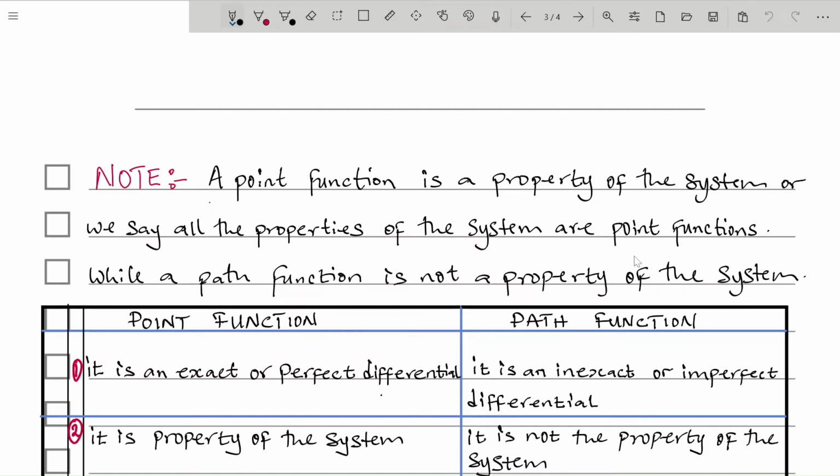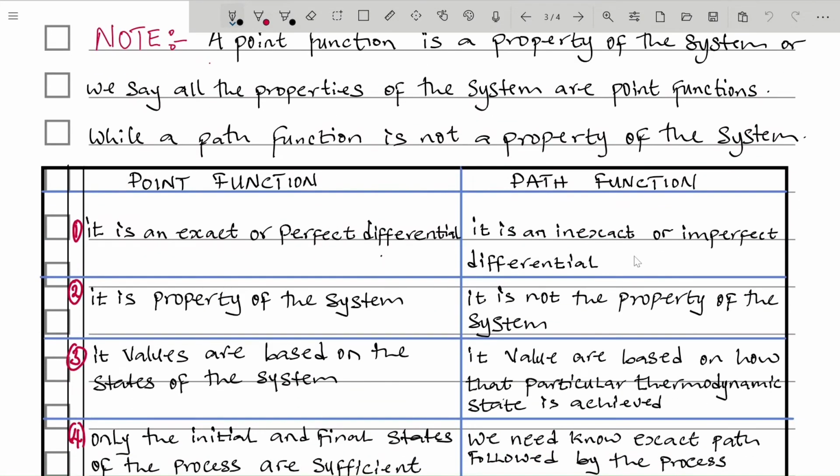Now coming down to the differences between point function and path function. Number 1, point function is an exact or perfect differential. Why is point function an exact or perfect differential? Because for a differential, it only has end state.